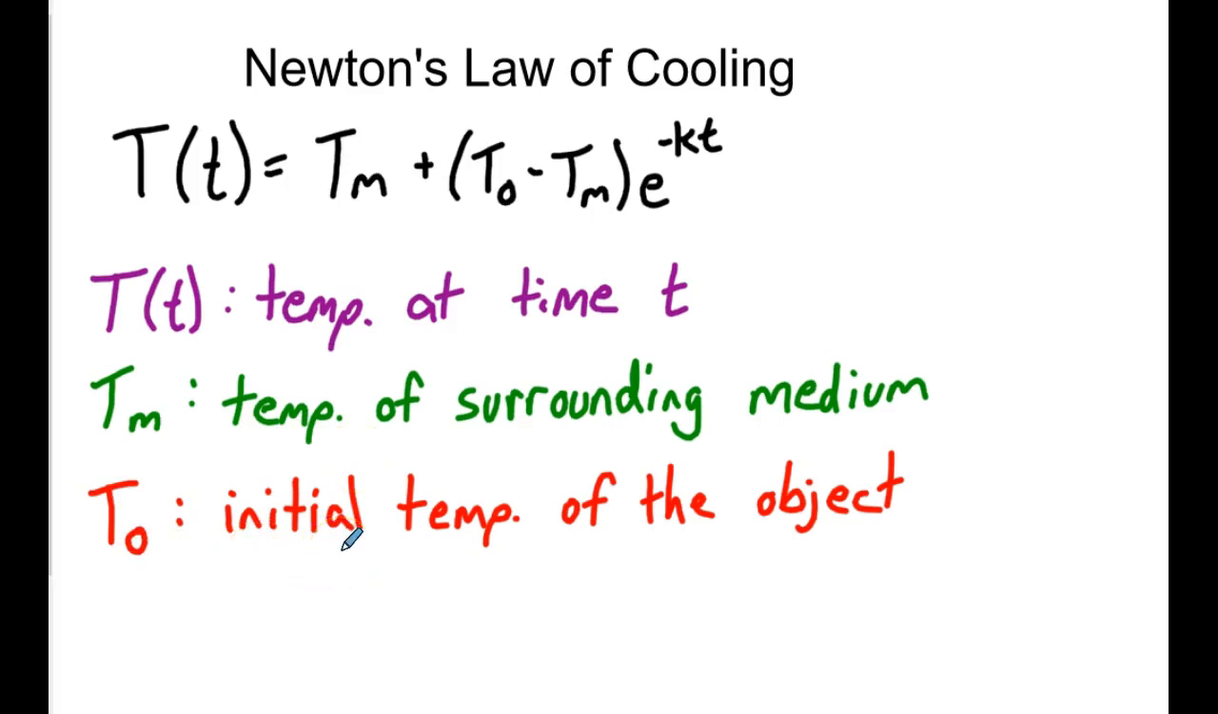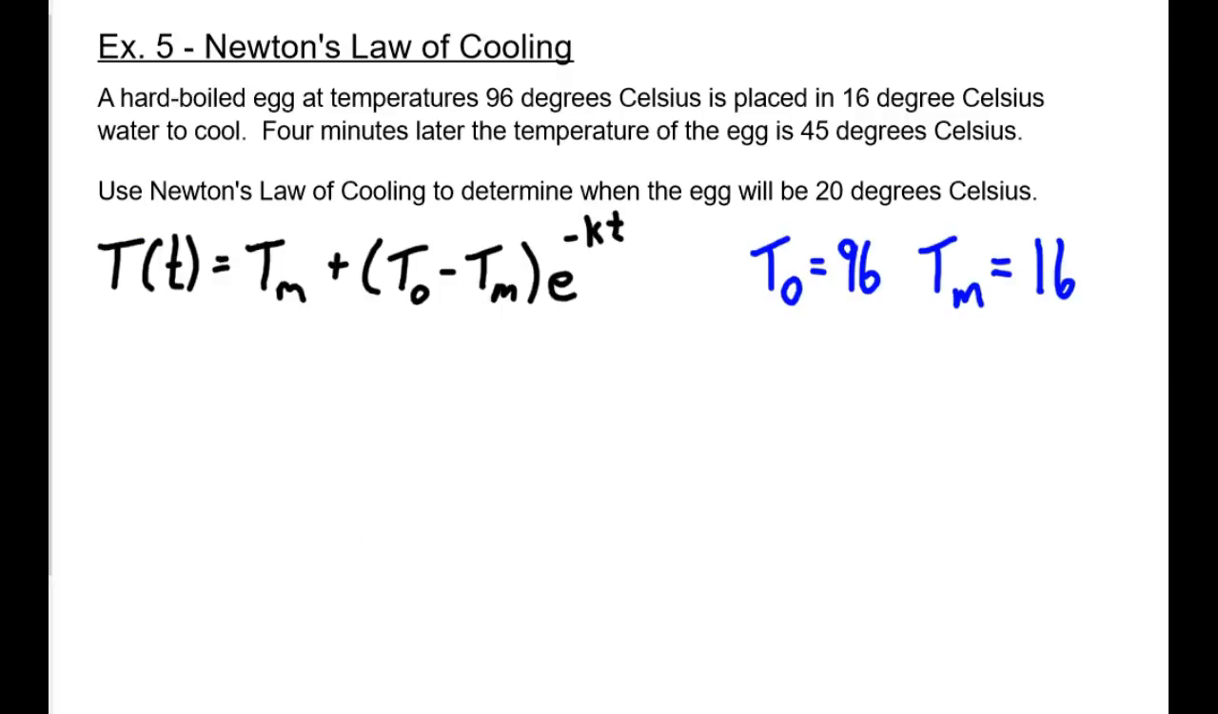Okay, so what Newton's law of cooling does is allow us to determine how long an object takes, when placed in an environment that has a different temperature, to reach the surrounding temperature. Or vice versa, if we know the time that the object's been placed, we can use this formula to determine the temperature of the object. So example 5, Newton's law of cooling.